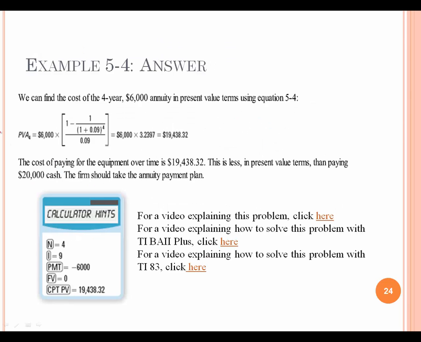You can think about the second option, where you pay $6,000 every year for 4 years, and based on the 9% interest rate, you calculate the present value of all your 4 payments, and it turns out to be $19,438.32, following this present value of annuity formula. So that means the present value for all your 4-year payments is only $19,438, which is lower than $20,000 cash. So that means you should take the option of paying by the annuity payment instead of paying $20,000 cash now.